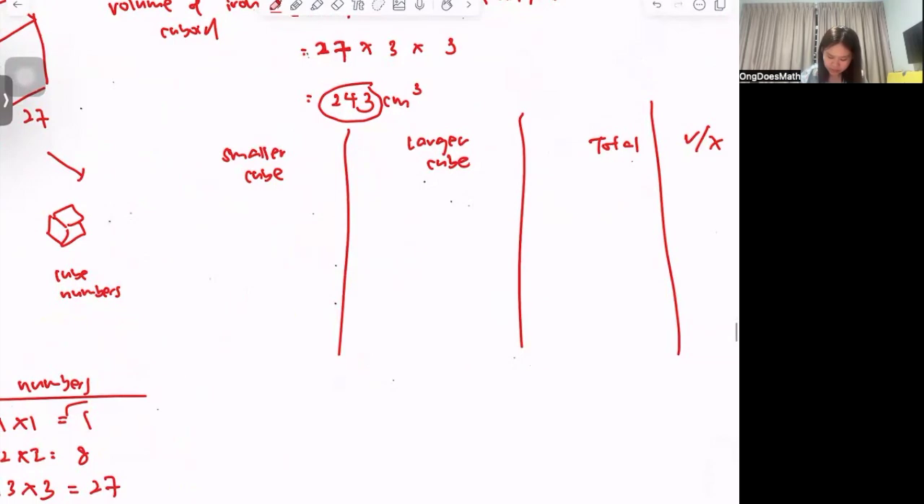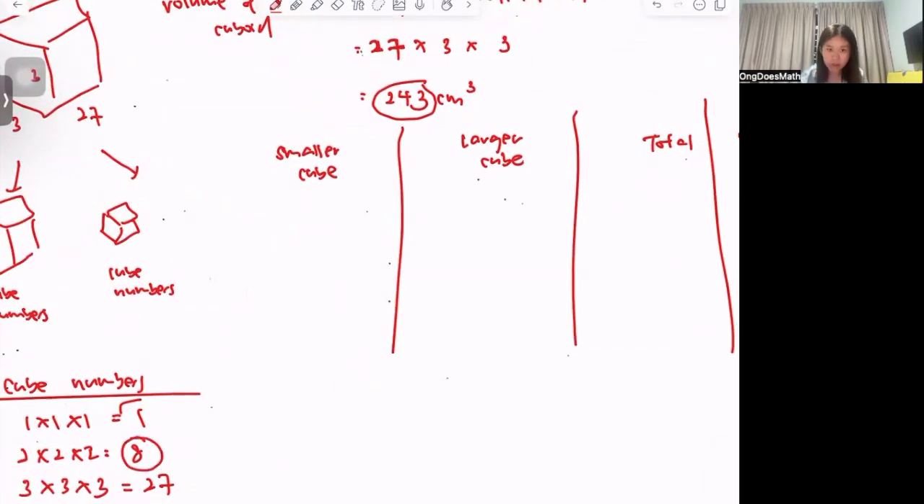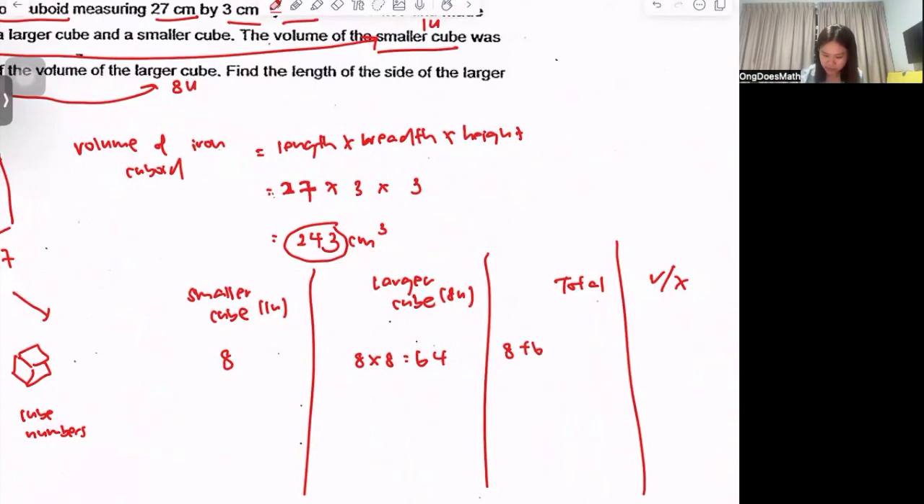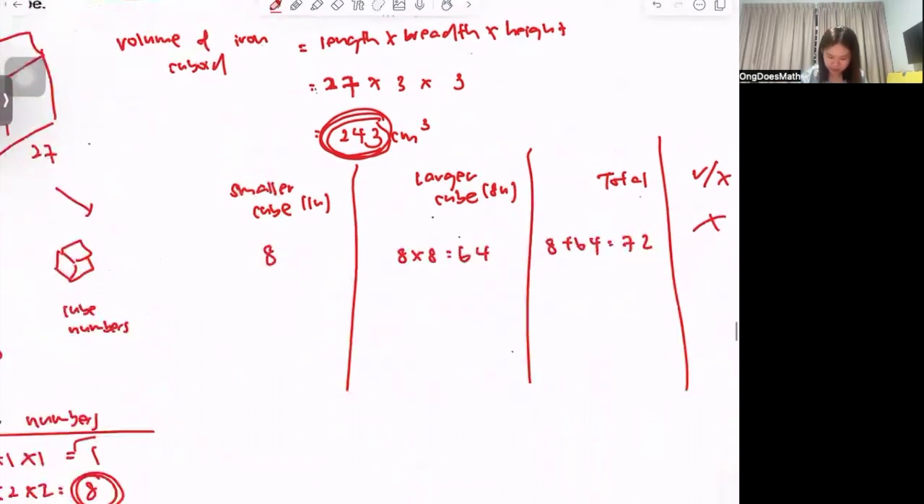So let's allow our smaller cube to be 8 cm cube, which means our larger cube is supposed to be 8 times 8, right? Because our smaller cube is supposed to be 1 unit and our larger cube is supposed to be 8 units of it. So if 1 unit is 8, 8 units is 8 times 8, which is 64. So total is 8 plus 64, which is 72. Does it equate to 243, which is what we want? No. So the smaller cube is not 8.